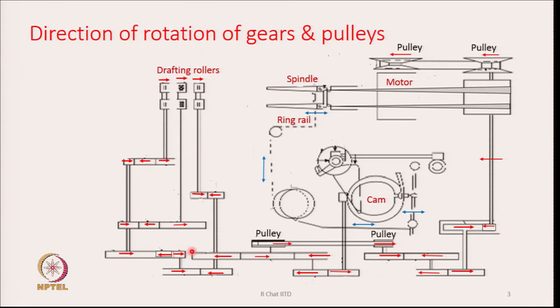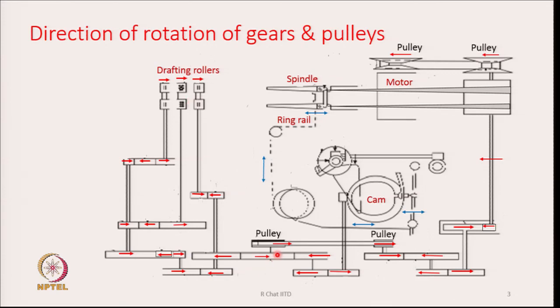So, the gears are not only numbered, their teeth numbers should be such that we get the desired draft. Not only is that important, we also have to make sure that they rotate in the right direction. This is also important for us.